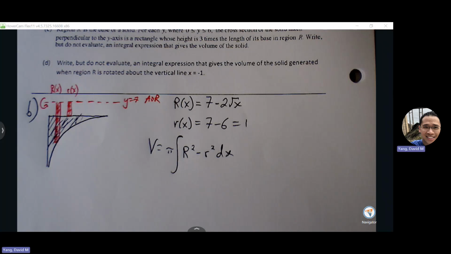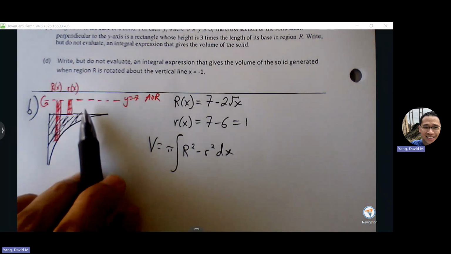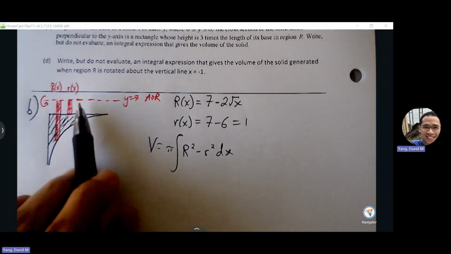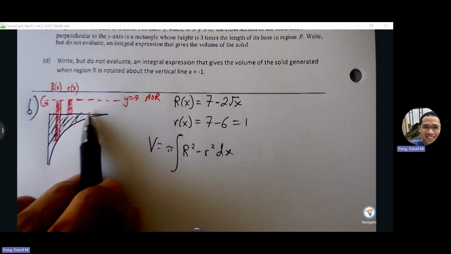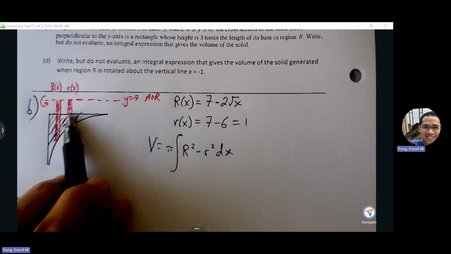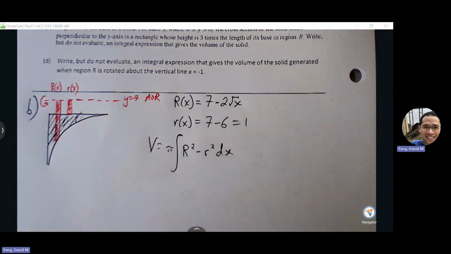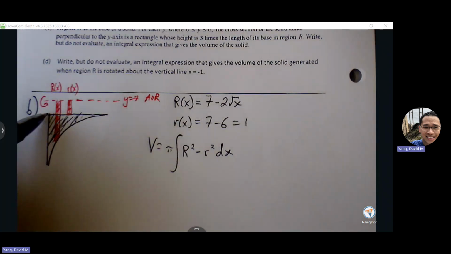Wait, why would this be washer instead of this? Because the dotted line is not up against the flat surface. There's a gap. So if the dotted line was right up against the shaded region, then there's no gap, no hole. All we need is one radius. It'll just be this method. So if it was over y equals 6, then you would use this.